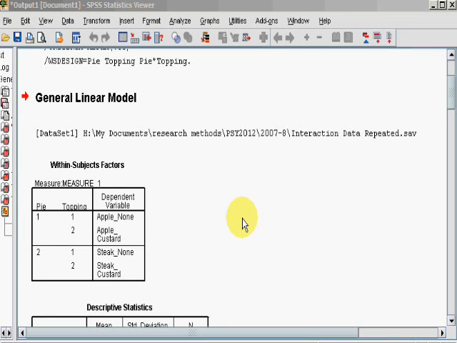Okay, so this is the output. The first thing it gives you is a little box that reminds you of what the variables are that you're using and gives you the level values for them. So pi 1 and topping 1 corresponds to apple pie with no topping, and so on.